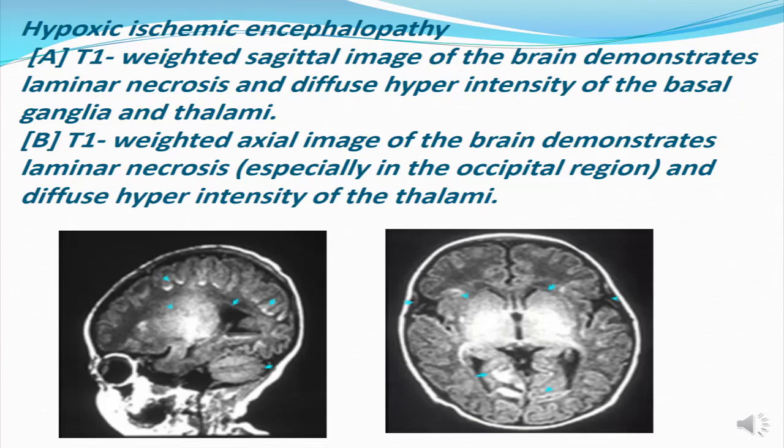This is a T1 weighted sagittal image of the brain, demonstrating laminar necrosis and diffuse hyperintensity of the basal ganglia and thalami. And in B, there is a T weighted axial image of the brain, demonstrating laminar necrosis and diffuse hyperintensity of the thalami.